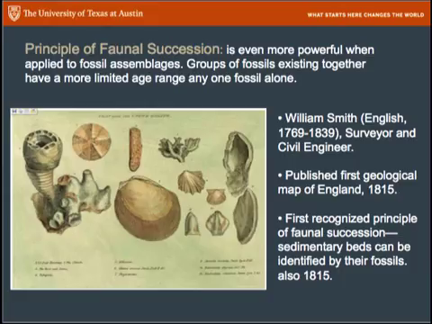And that's it. Those two very simple ideas, faunal succession and index fossils, can help you identify ages of rocks all over the world.